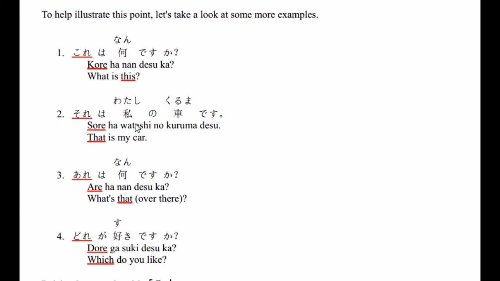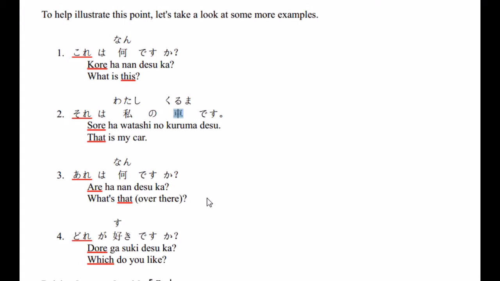And number 2, それは私の車です. That is my car. So maybe I'm talking to my friend and I want to tell them my car is over there. So それは. So それ is my car. But I don't want to say that car is my car. So that is my car. それは私の車です.